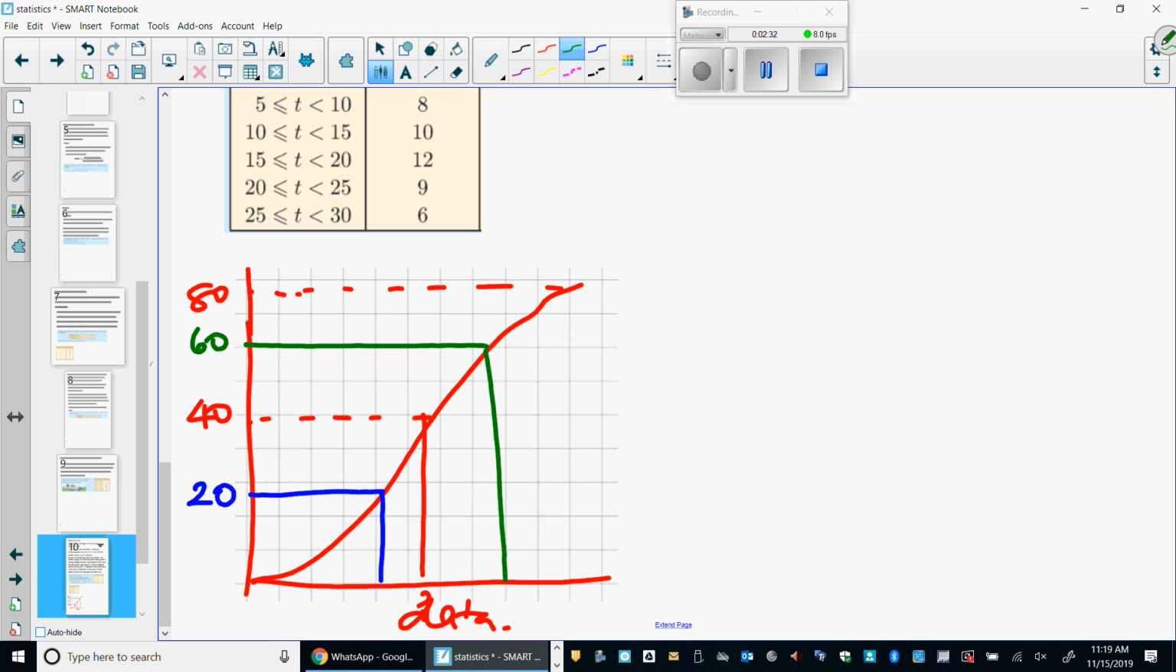So it will always depend on what's your biggest cumulative frequency. Obviously, if this was 100, you'd be looking at 50 and 25 and 75. So it's all going to depend on the biggest frequency, the total of frequency.